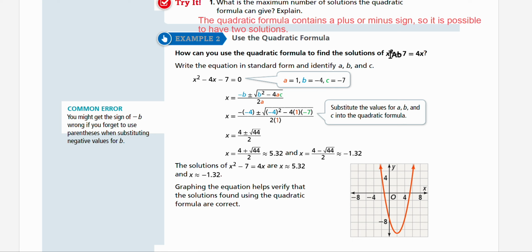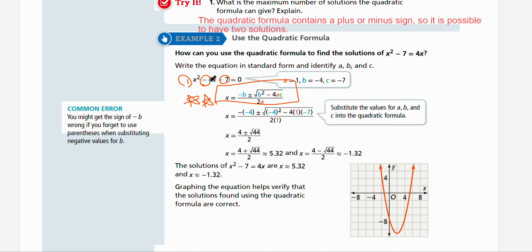So switch this to standard form. You are going to put all the terms on the left and then make it equal to 0. So then we have a, that's 1, b, -4, c, -7, right? That's 1. So using your quadratic formula, this is the quadratic formula.